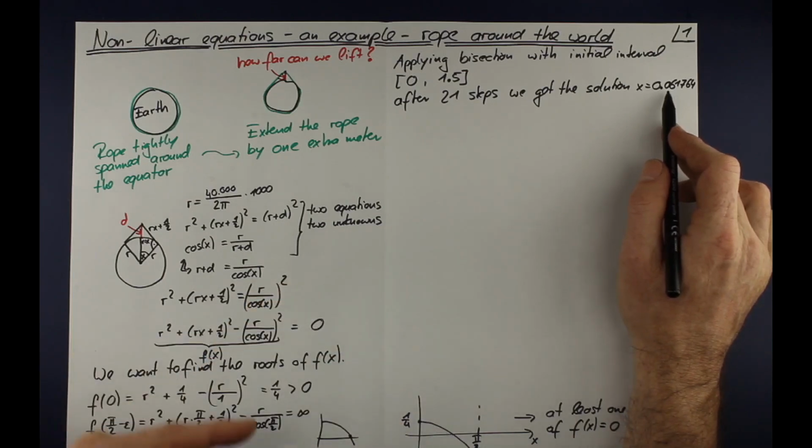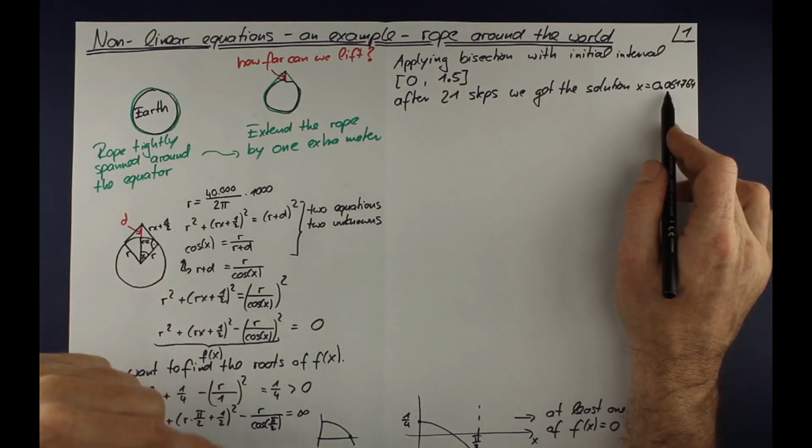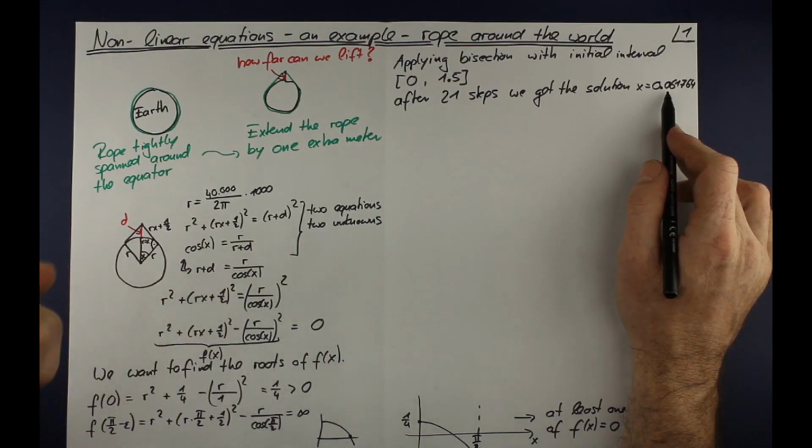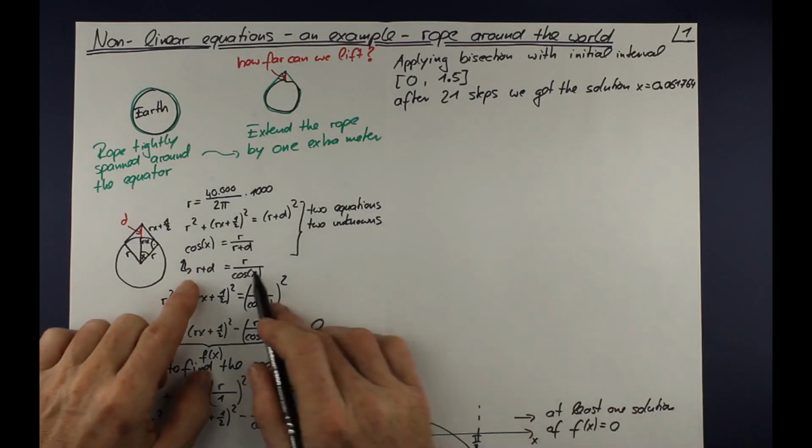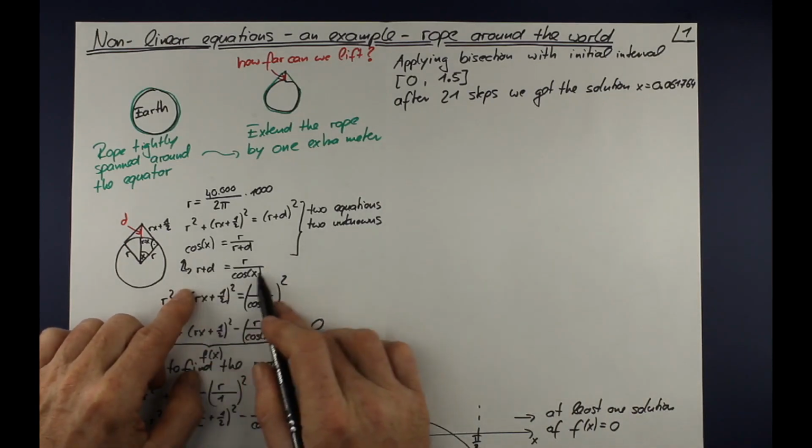So this is the solution X, but we are not interested in X. What we are interested in is D. So what do we need? We need to come back to this equation.